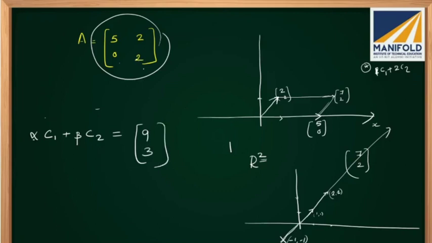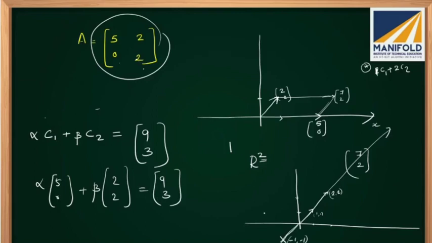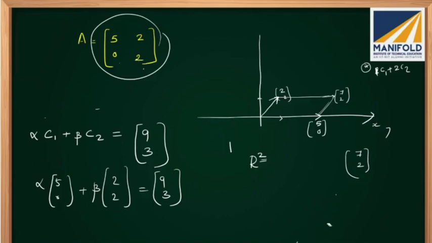Which means I'll consider alpha times 5, 0 plus beta times 2, 2, correct? Must get me the result of 9, 3. Correct? Right. So here we will get an introduction into system of linear equations also. This is why the vector concept is very important. Okay.